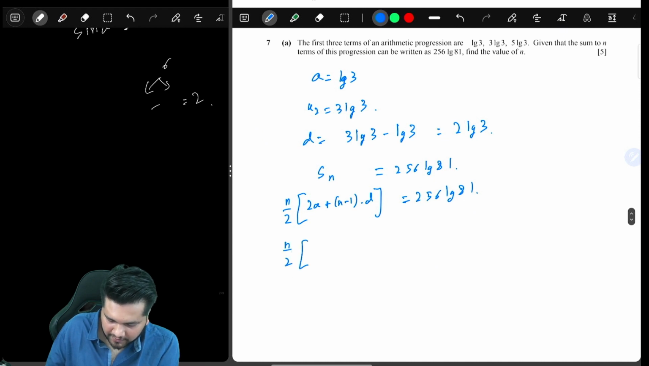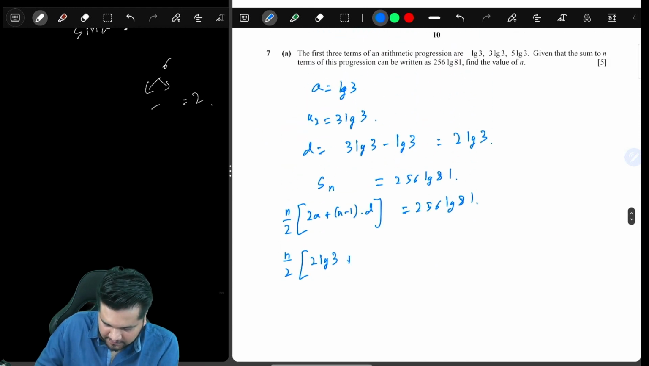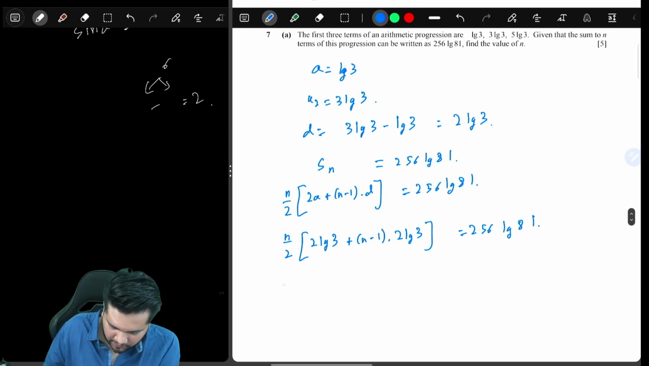So n by 2, 2A. A is what? Log 3. So 2 log 3 plus n minus 1 into common difference. Common difference is 2 log 3. This is equal to 256 log 81.